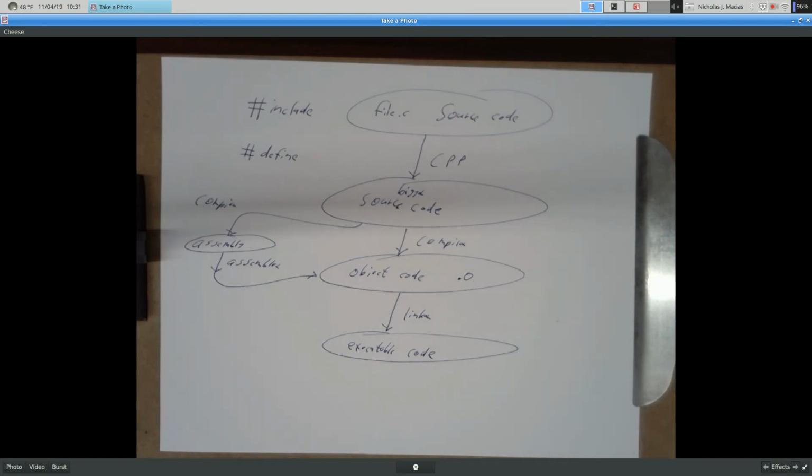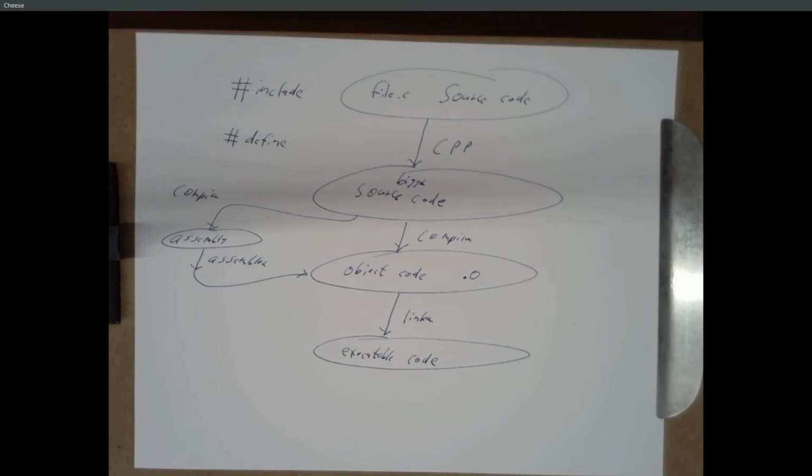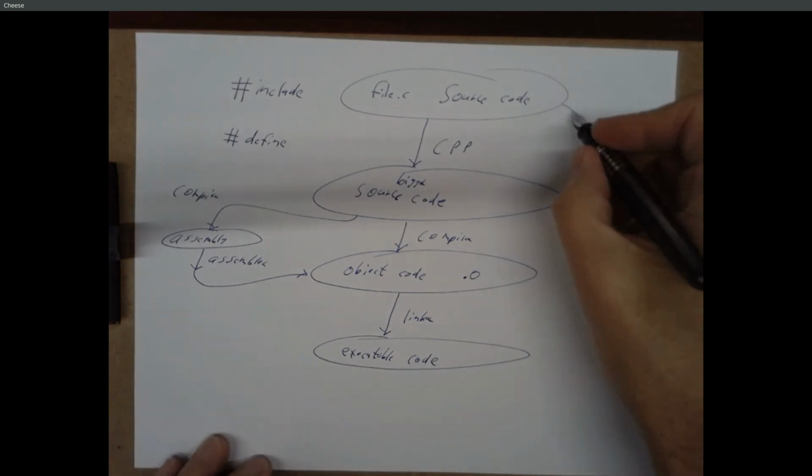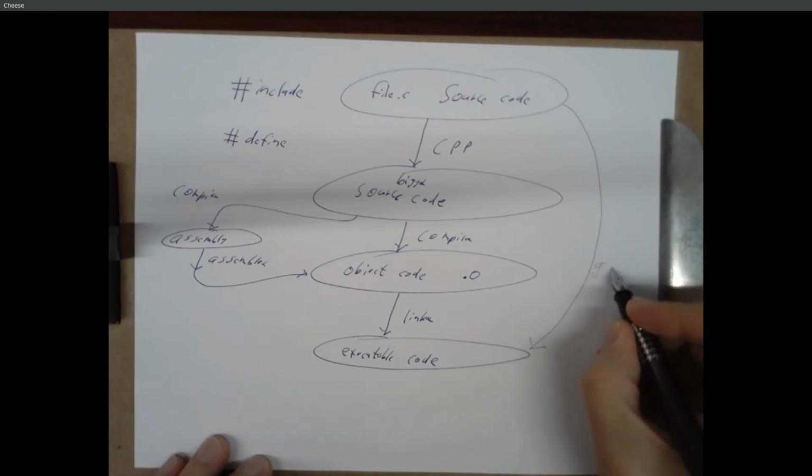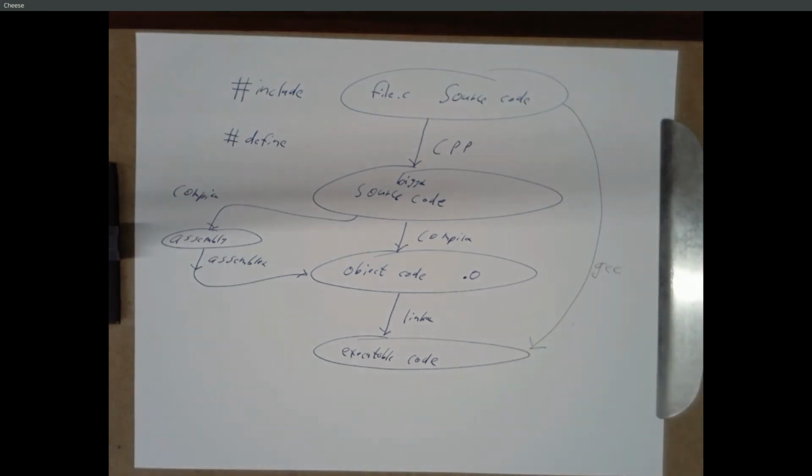Here's the full path. Source code goes to the preprocessor, gives you bigger source code, goes through a compiler to give you assembly code, goes through an assembler to give you object code, goes through a linker to give you executable code. All of that happens by just saying GCC. So that runs through all those steps, but those are the things that are happening internally.